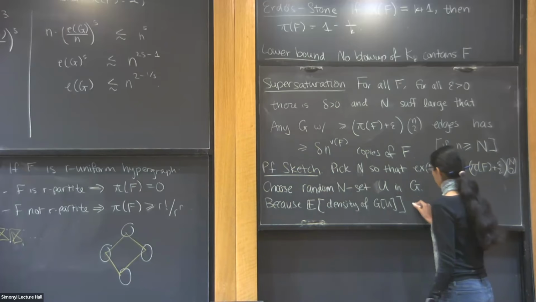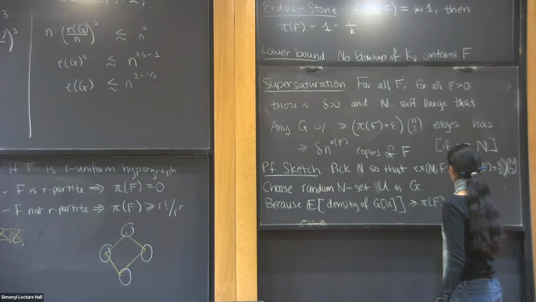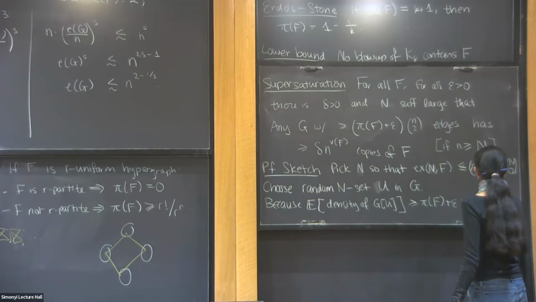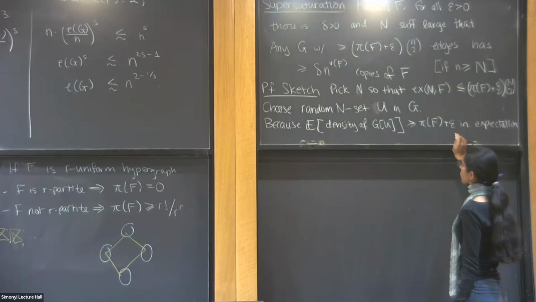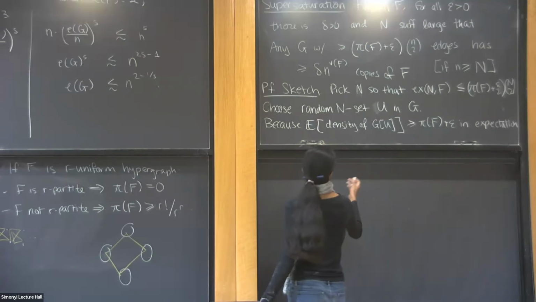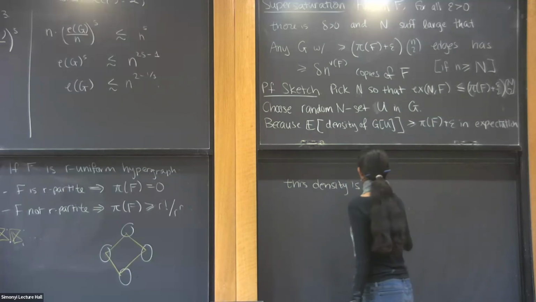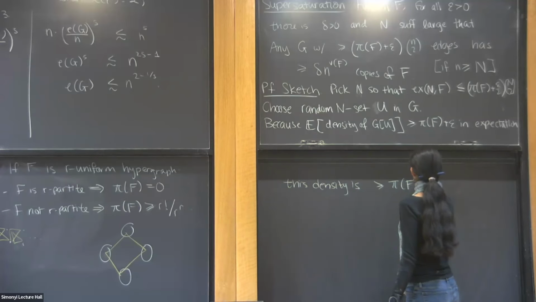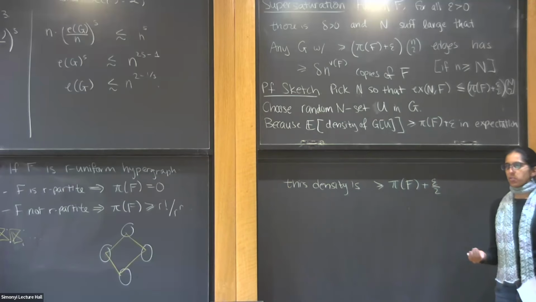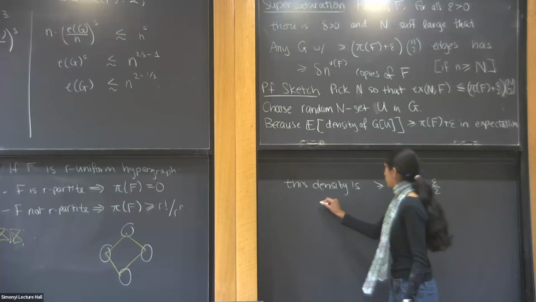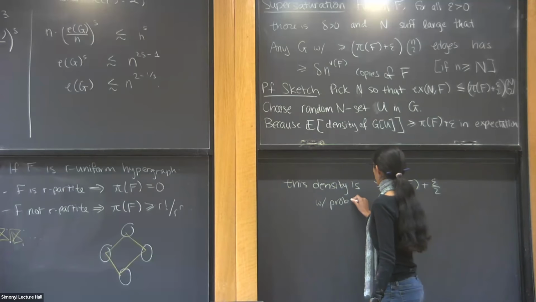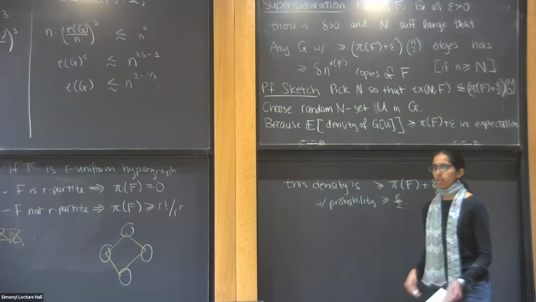Because this guy has density at least this in expectation, this density is at least pi of F plus epsilon over 2 with some constant probability. And it's very easy to show with probability at least epsilon over 2. So I will do the computation.